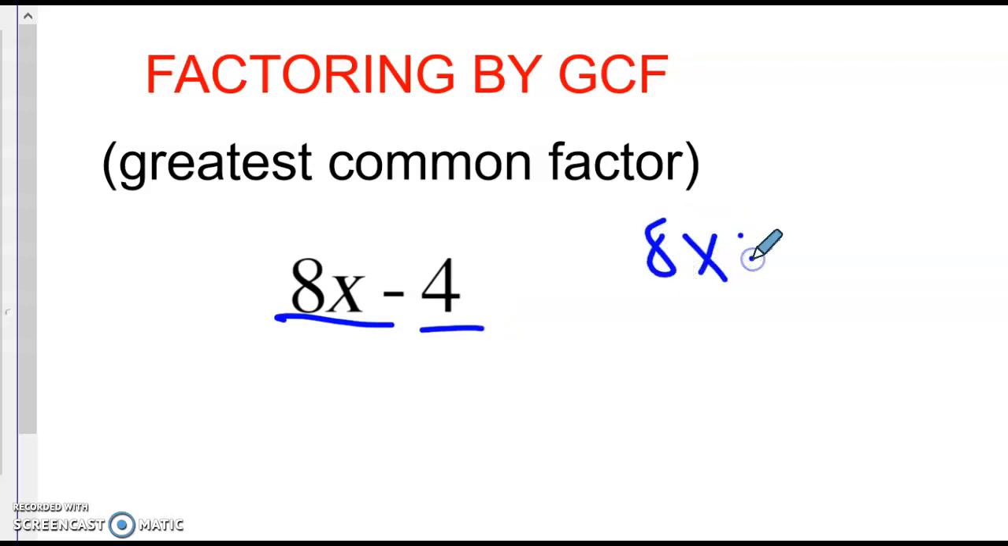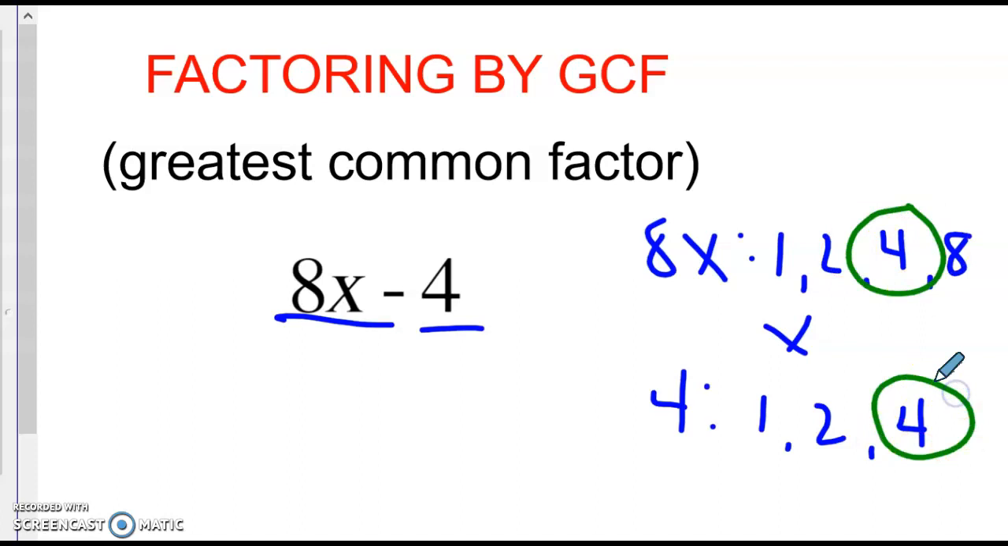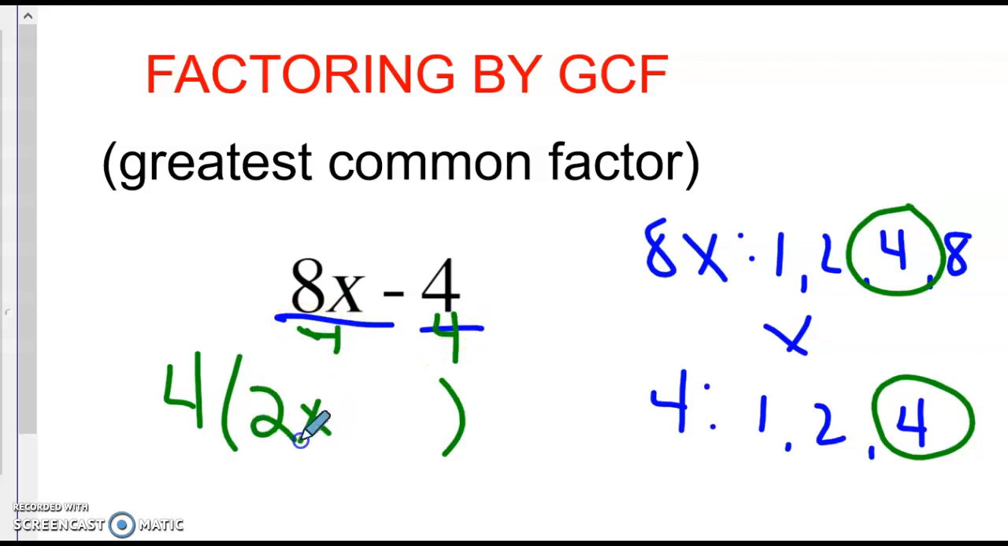So 8x, the factors are 1, 2, 4, 8, and also x, right? X is a factor. For 4, I only have 1, 2, and 4. So the greatest common factor between the two is 4. So that is what I'm going to divide out and pull outside of my parentheses. So I have 4 times something. So I'm pulling out the 4, which really means I'm dividing everything by 4. 8x divided by 4 is 2x. 4 divided by 4 is minus 1.